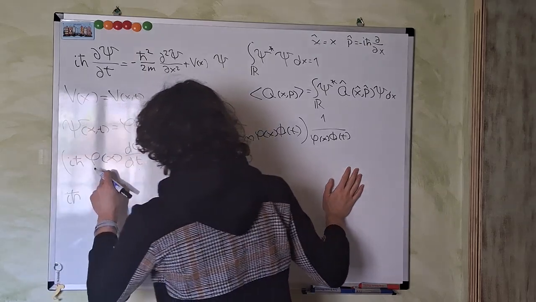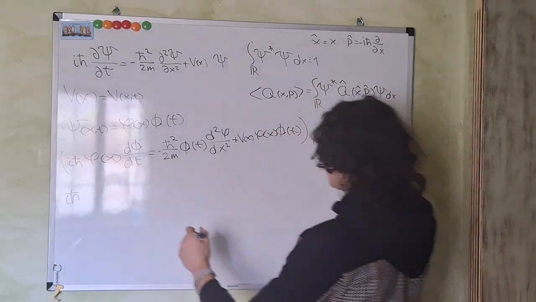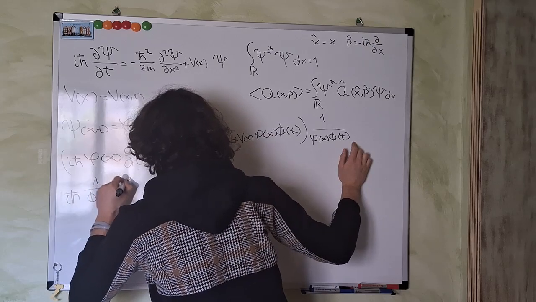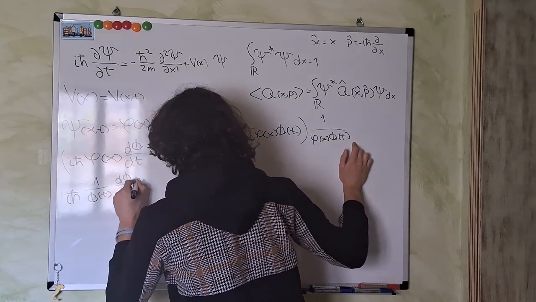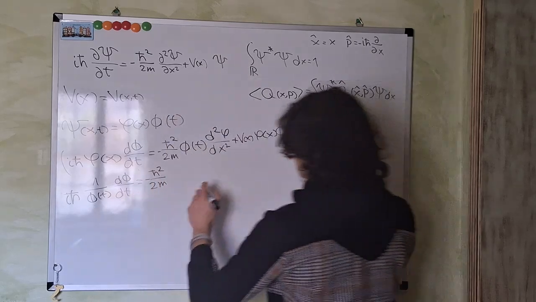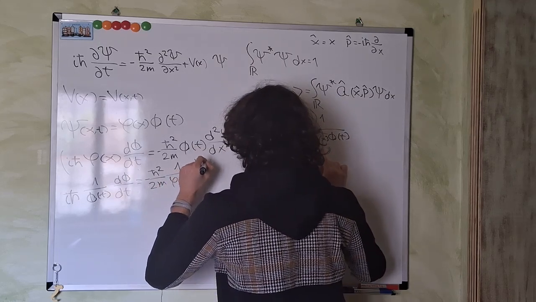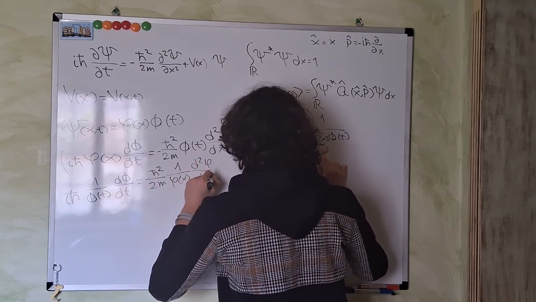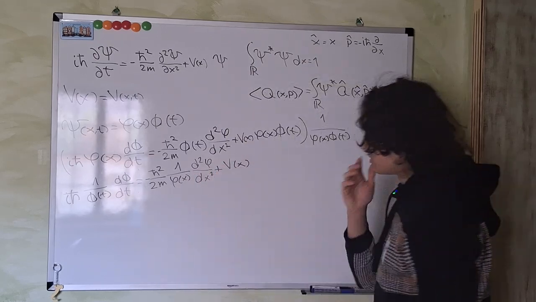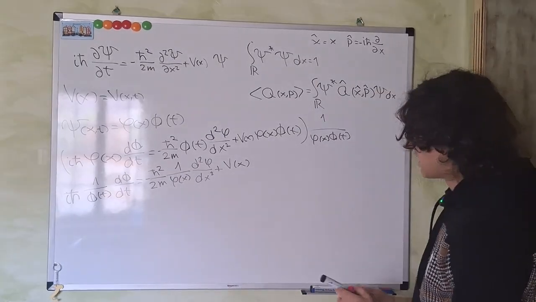H bar. So we're dividing by this, so the 2 cancels, and we remain with 1 over phi of t, d phi by dt, equals minus h bar squared over 2m. Same thing happens here, but this time with the other function. We have the second derivative, and the potential remains without the wave function multiplying it.